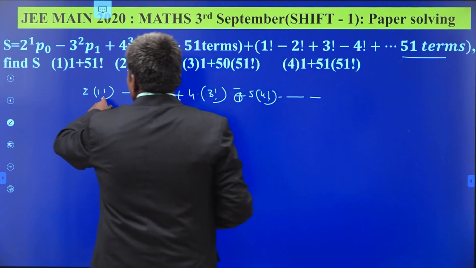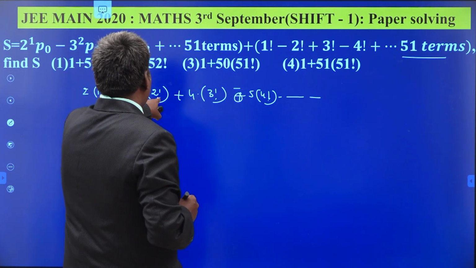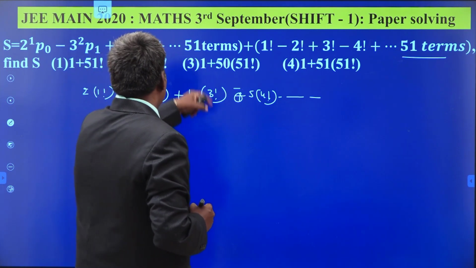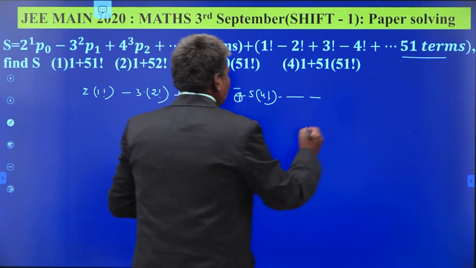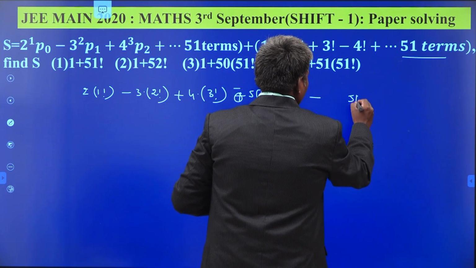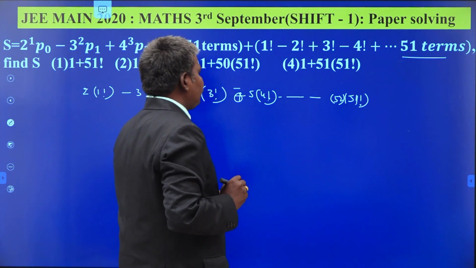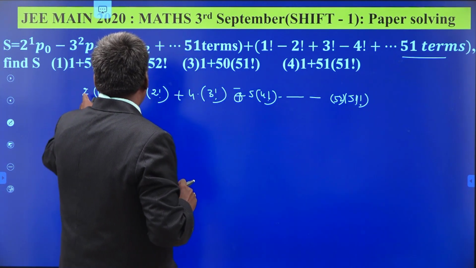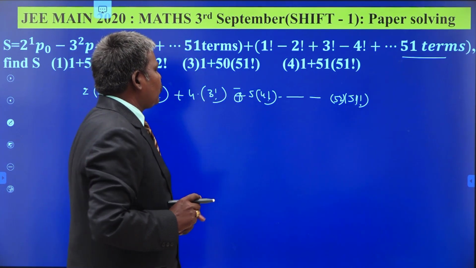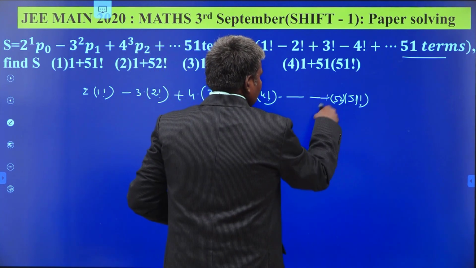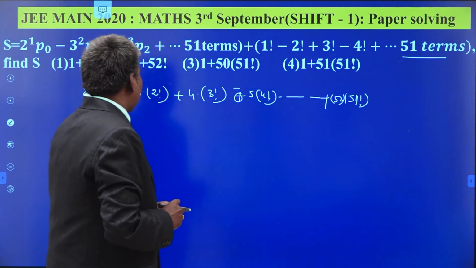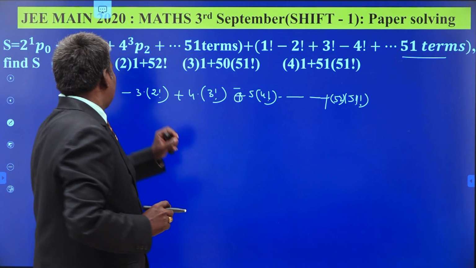Here in the first term 1 factorial is there, here 2 factorial is there, here 3 factorial is there. In the 51st term 51 factorial is there, into 52. 52 into 51 factorial. For even numbers it is positive, so we have to write plus 52 into 51 factorial. This is the value up to now.